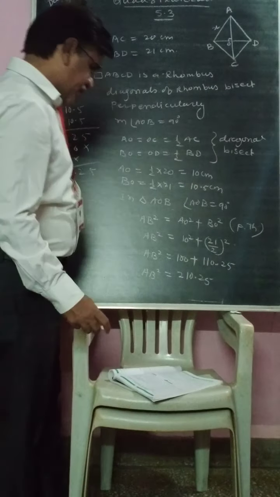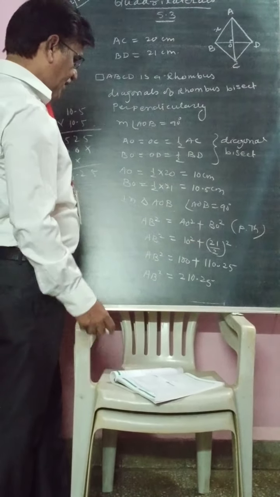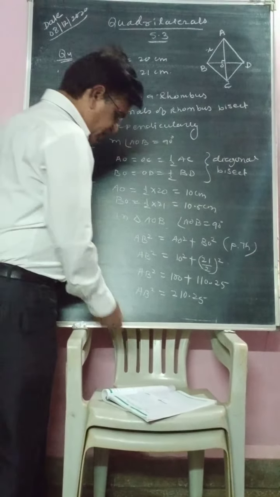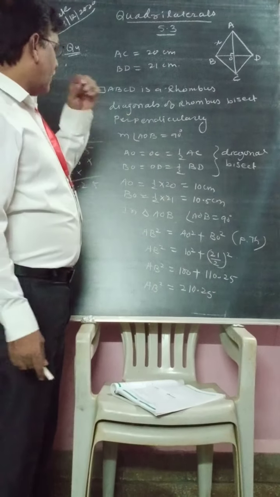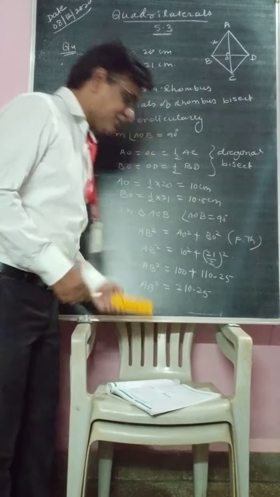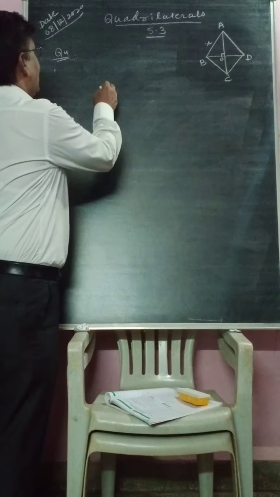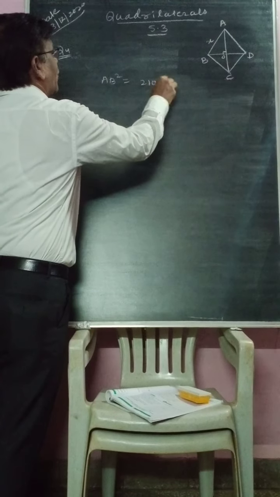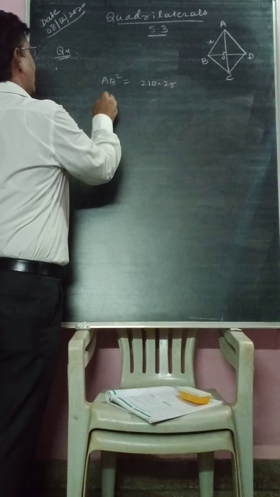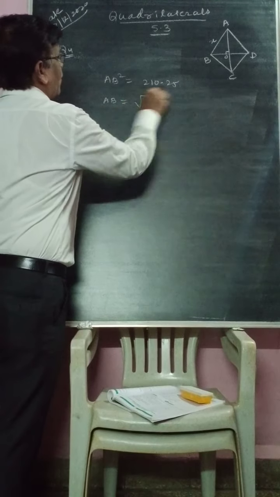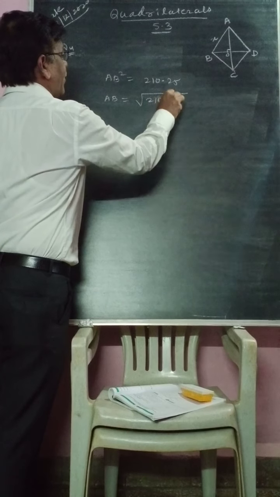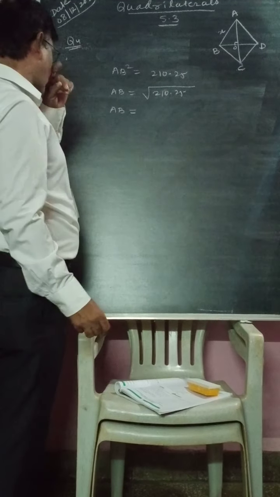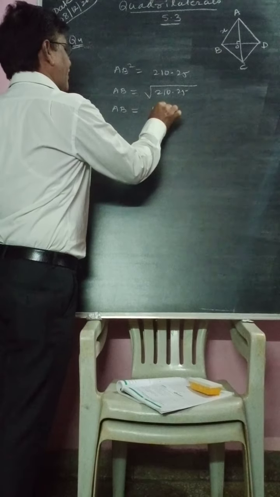210.25, right? Now you have to find out the square root of 210.25. Write down first this, afterwards we will solve this. You get AB square is equal to 210.25. Now you have to find out the square root. So AB is equal to square root of 210.25. The square root of 210.25 is 14.5.